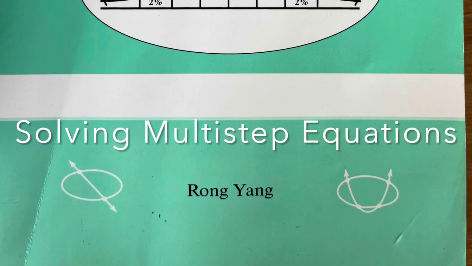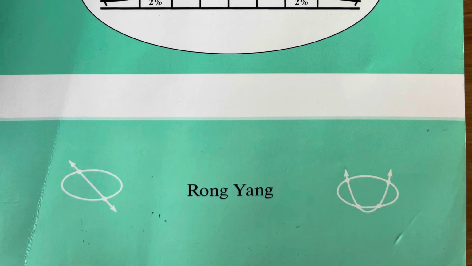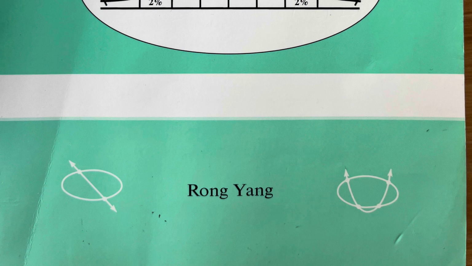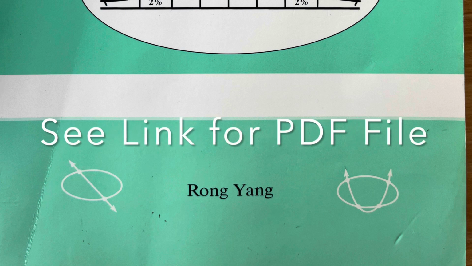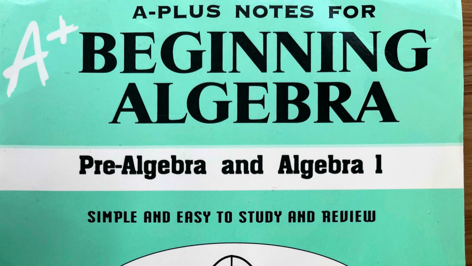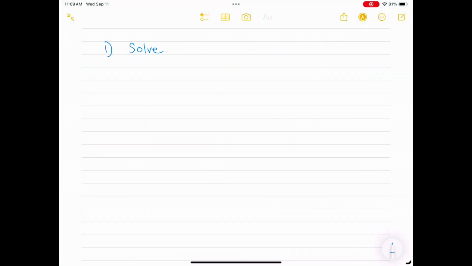Solving multi-step equations is found on pages 115 and 116 in the Beginning Algebra book. Please use the link in the description box below this video for the PDF file, which you may use to print a hard copy. Example number 1.